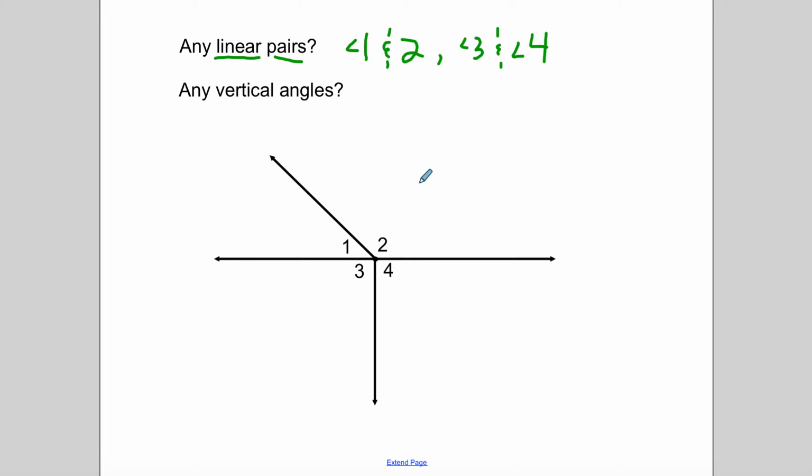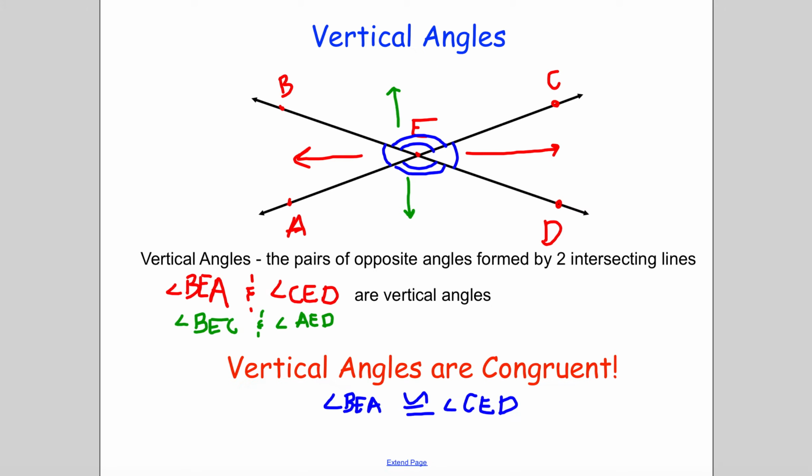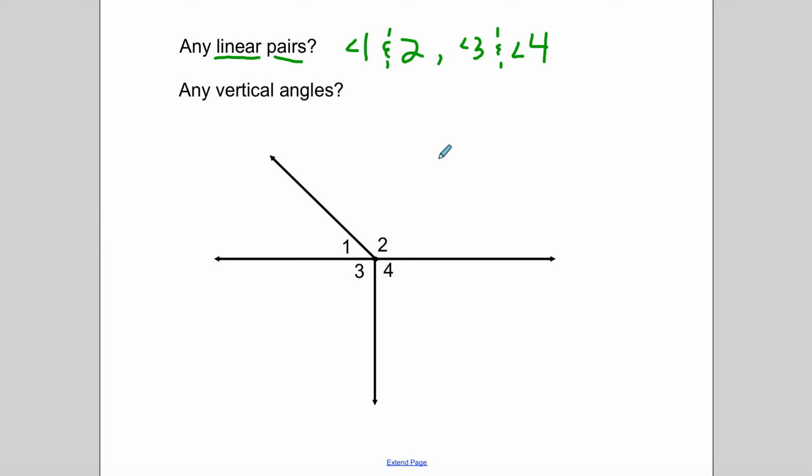Okay, let's talk about that. In the definition of vertical angles, remember, what was the stipulation? The stipulation was the pairs of opposite angles formed by two intersecting lines. Well, if you look at our picture here, there aren't two intersecting lines. A line is a collection of points that goes in two directions. So we have one line right here. This is a line because it goes off in the two opposite directions. So that is a line.